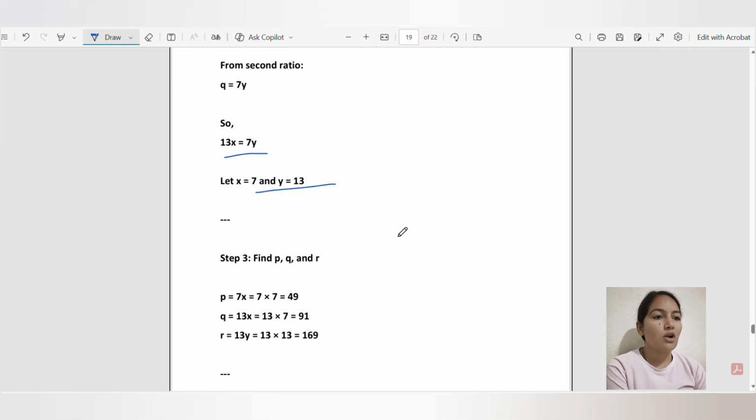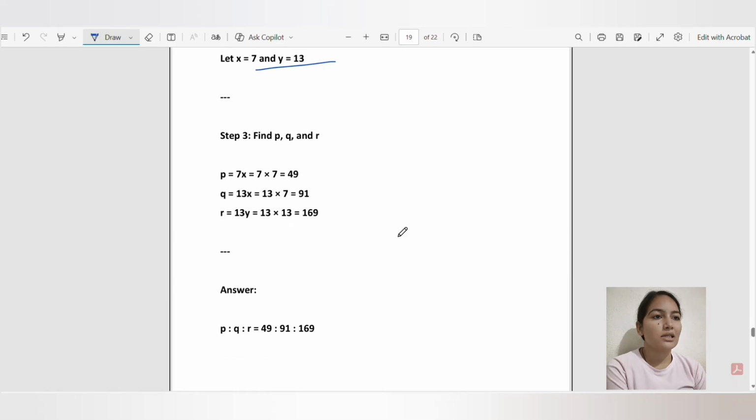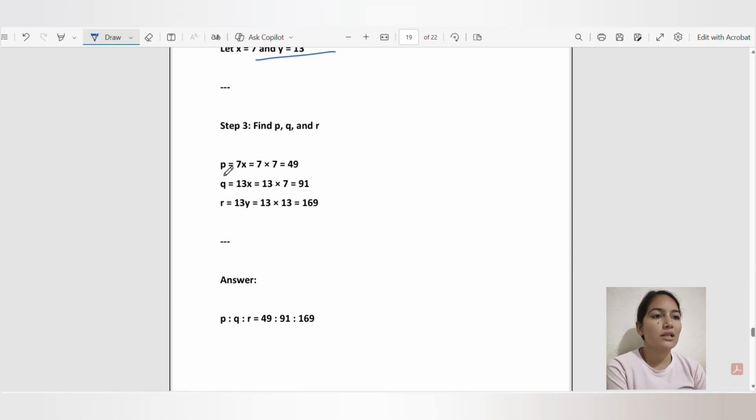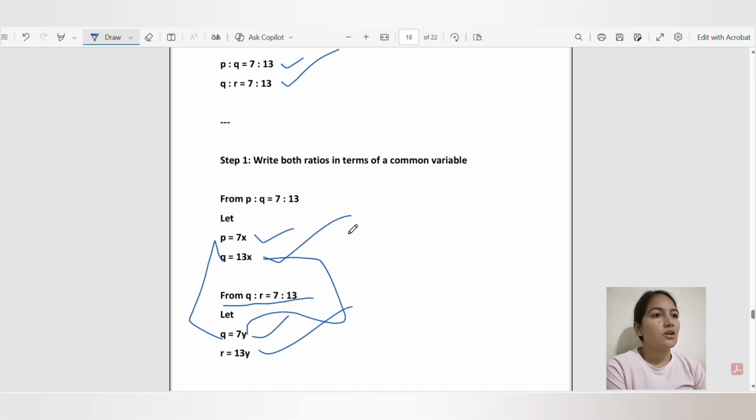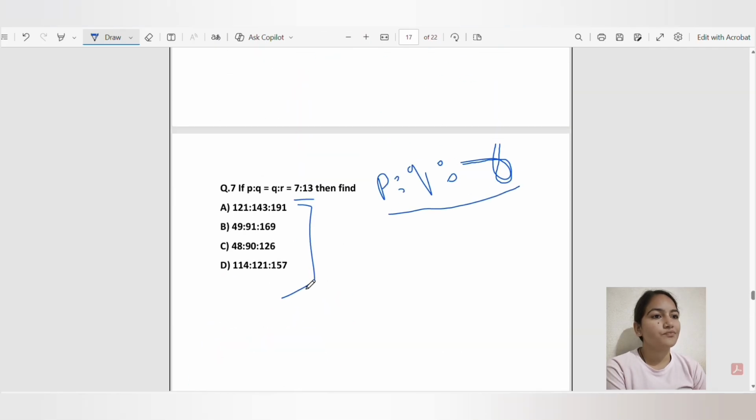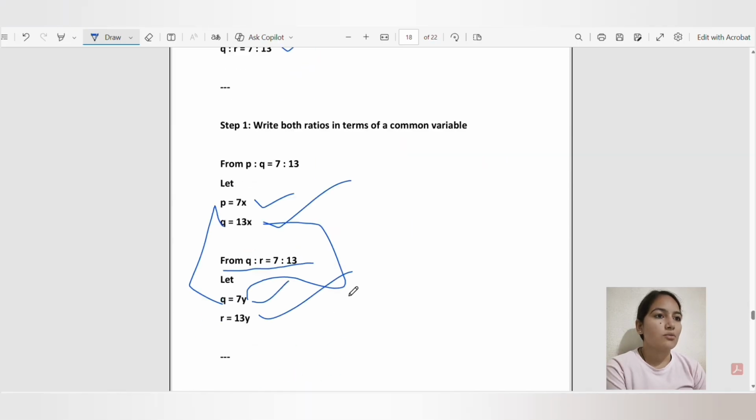So equating 13x is equal to 7y, we will get x is equal to 7 and y is equal to 13. Now we can put the values of x and y in the assumed values of P, Q and R. P is equal to 7x, that is 7 into 7 is 49. Q is equal to 13x, 13 into 7 is 91, and R is equal to 13y, 13 into 13 is 169. So P ratio Q ratio R is equal to 49 ratio 91 ratio 169. So the correct option is B for this question.